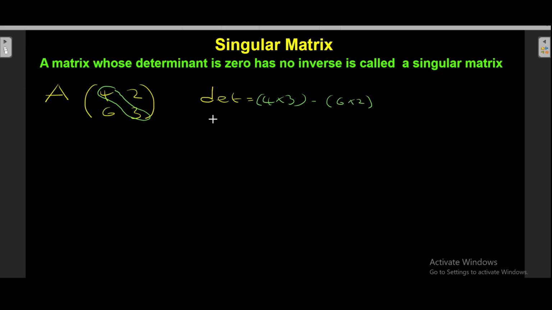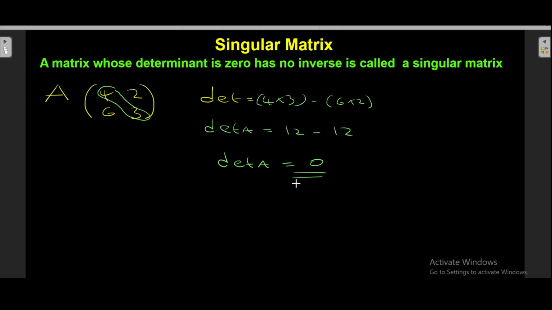Then close the bracket. Therefore, the determinant of A is the same as 4 times 3, which gives us 12, minus 6 times 2, which gives us 12. If I subtract 12 minus 12, it gives me the determinant of A as 0. Now, any matrix which has a determinant of 0, in mathematics we say it's a singular matrix. And such a matrix doesn't have what we call an inverse.